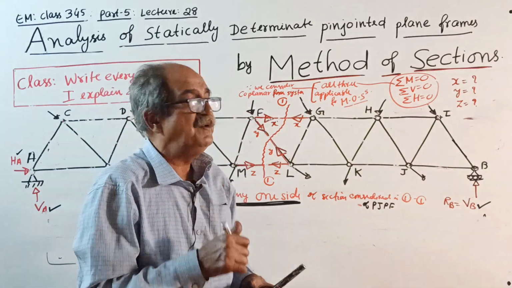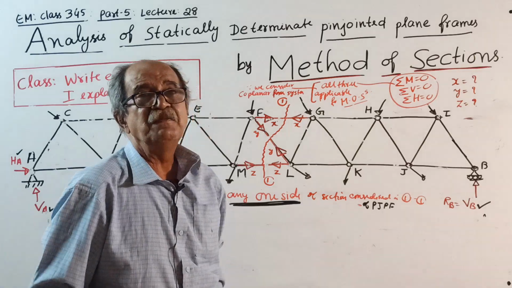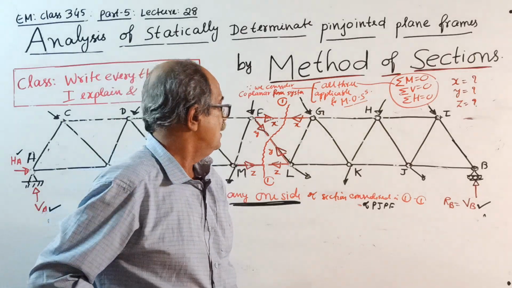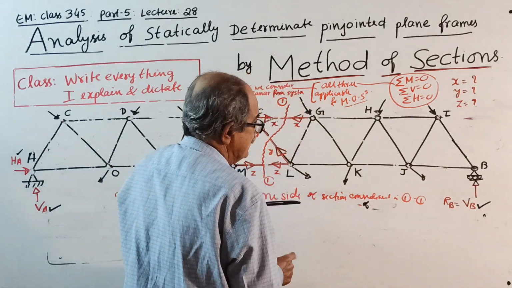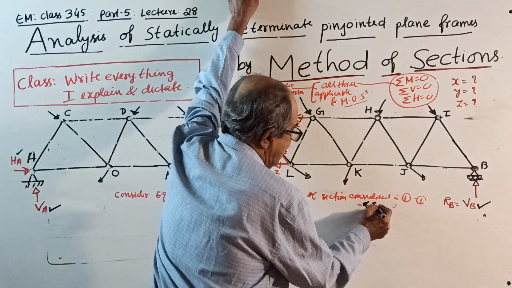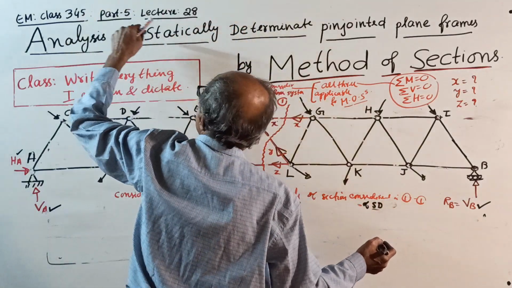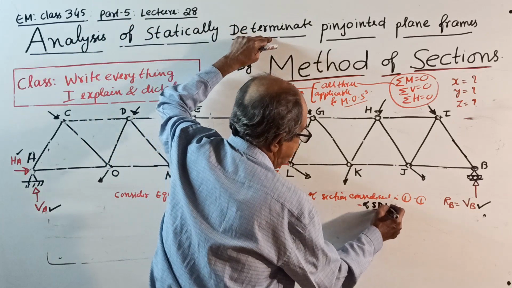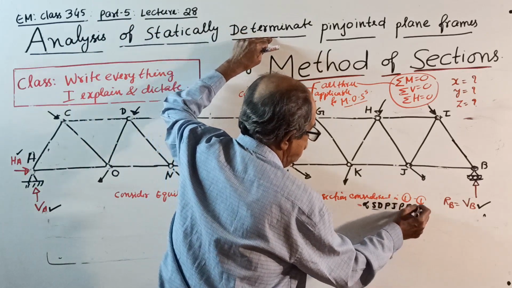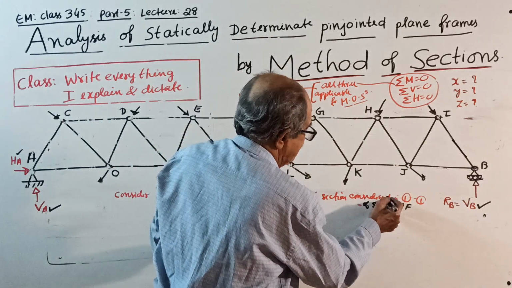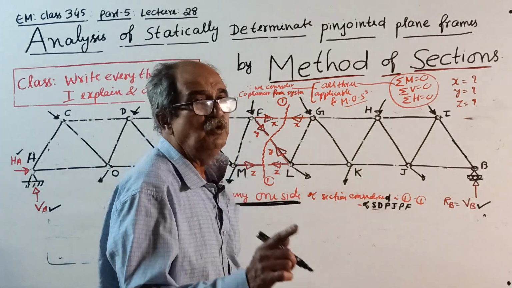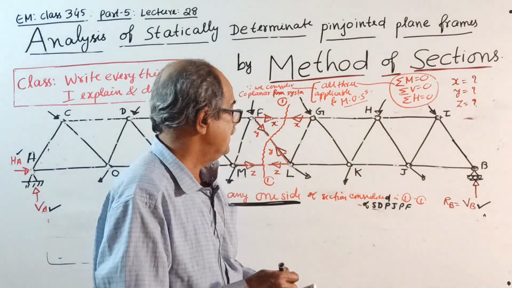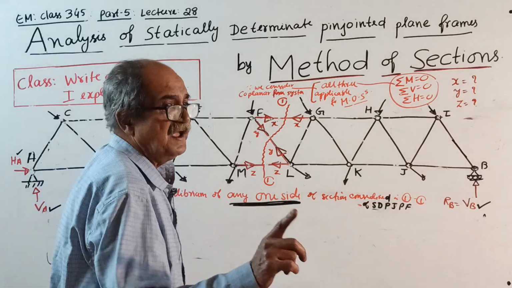statically determinate, very important. Indeterminate you cannot solve this way, sorry. You consider equilibrium of any one side in a statically determinate pin jointed plane frame. I will show you now how one side is considered. Below I will put the sketch now, 1 minute.